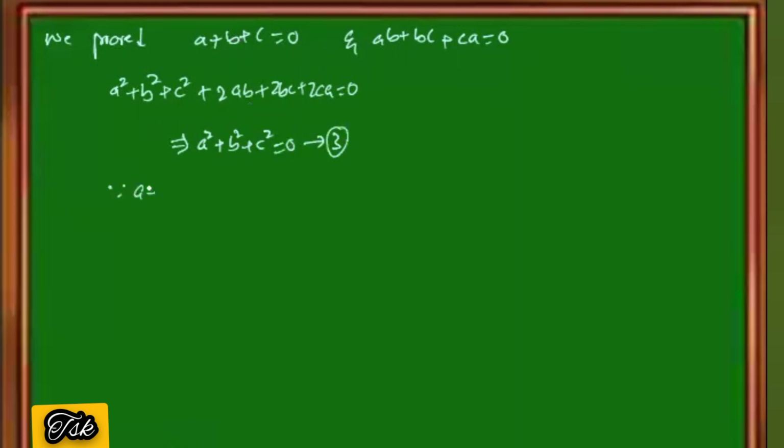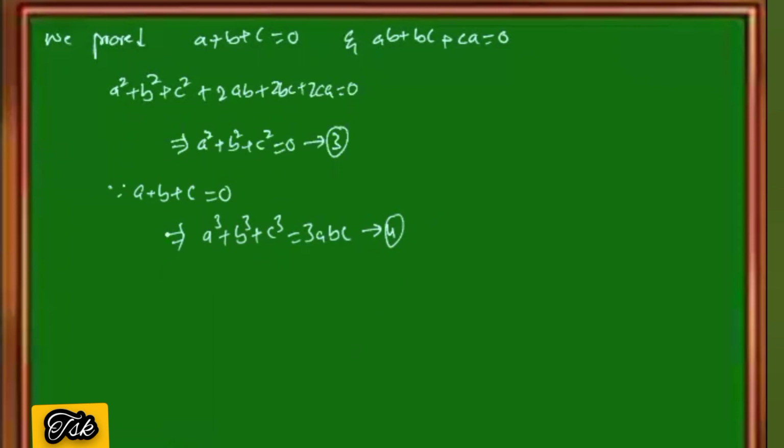Since A plus B plus C is equal to 0, in the earlier classes we know that A cubed plus B cubed plus C cubed is equal to 3ABC. That's number 4. A plus B plus C is 0, A cubed plus B cubed plus C cubed is equal to 3ABC.